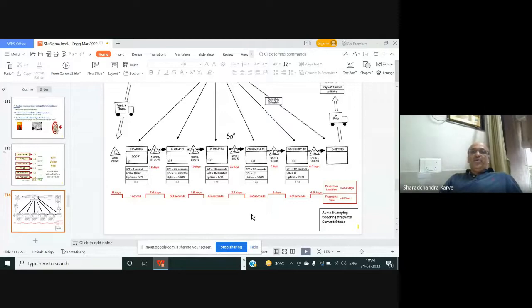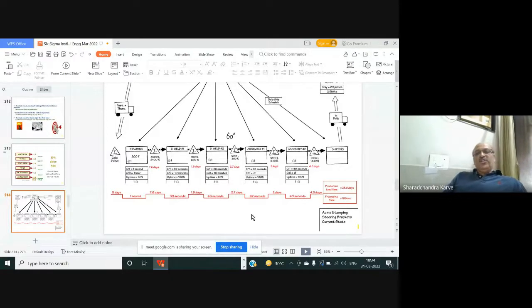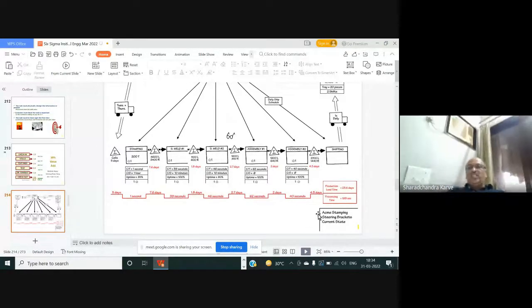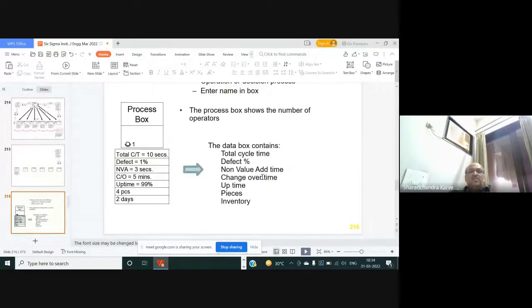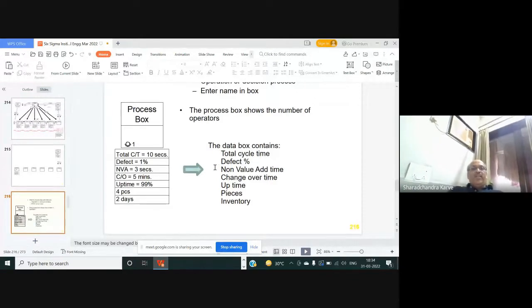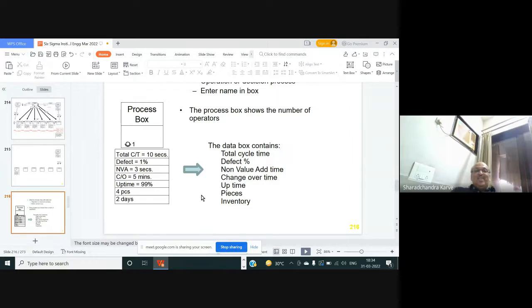If you do this value stream mapping for one of the processes, you will come to know what areas need to be worked on. This is called the as-is process. So you capture what is being done at each step: the cycle time, how many defects are produced at that station, how much is the non-value added time, the changeover time, the uptime of the equipment, the inventory, how many pieces, and how many days of inventory.